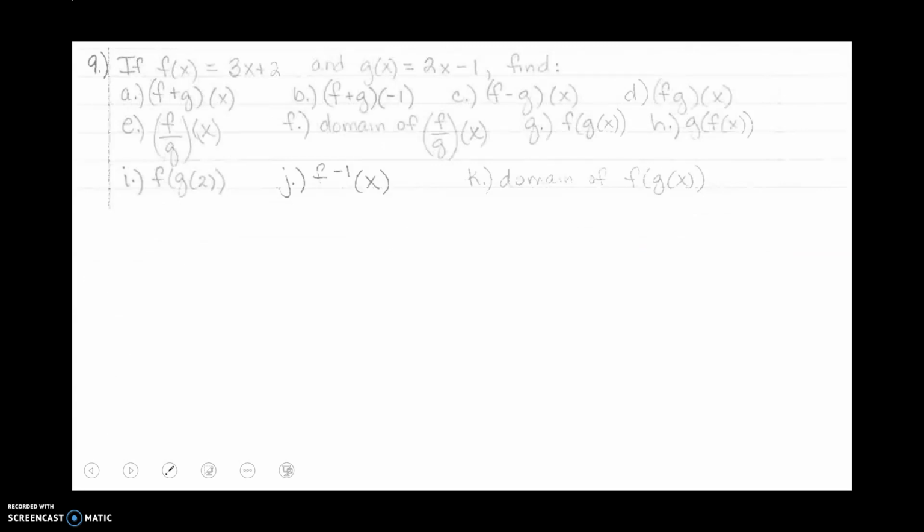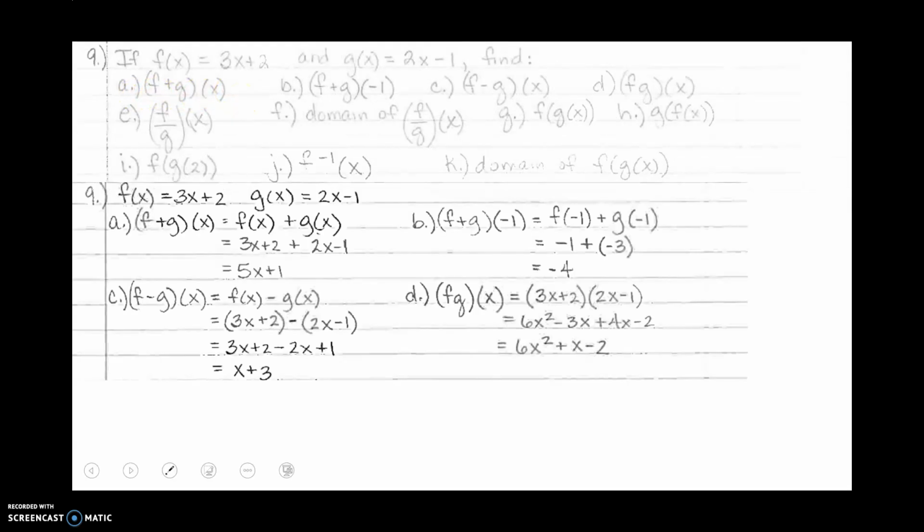All right, then for number 9, we have all kinds of things going on. So to begin with, they want us to do f plus g of x. Now, f plus g of x just means f of x plus g of x.